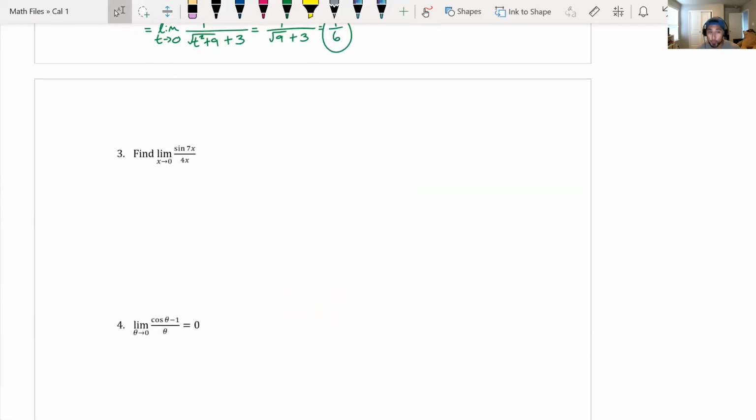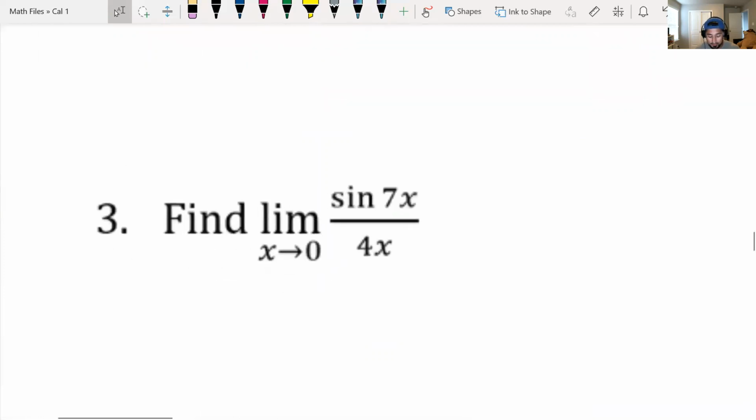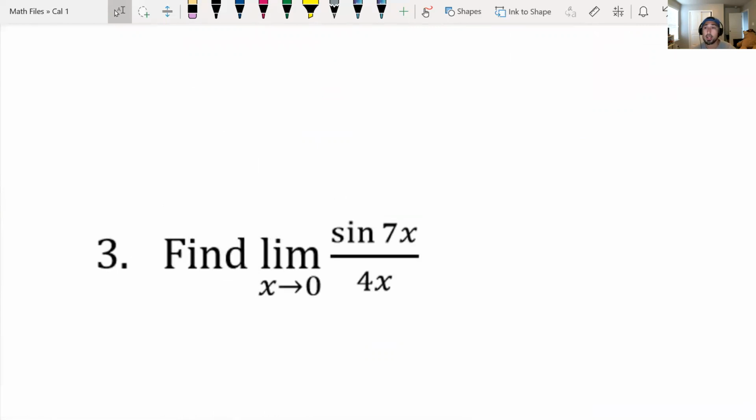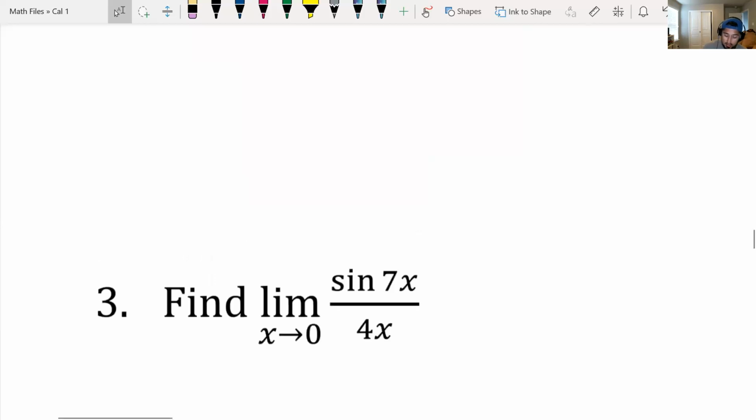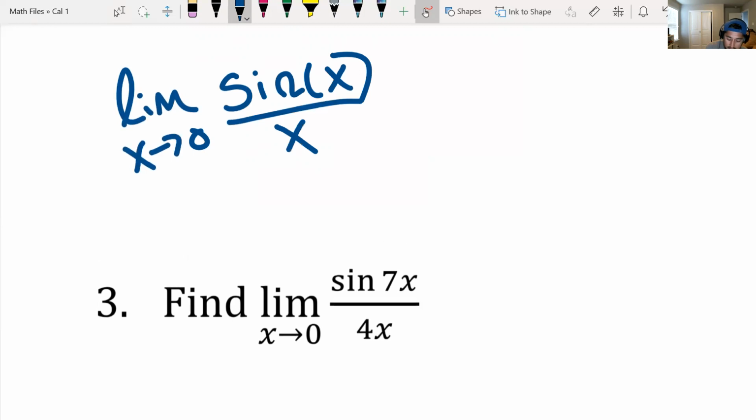All right. Number three. Here's when we come across our special little property. So, number three, find the limit as x approaches zero of sine of 7x over 4x. All right. So for this one, we're going to bring back that limit identity we made. The limit as x approaches zero of sine x over x is equal to 1.